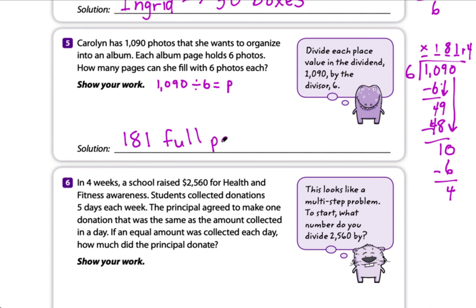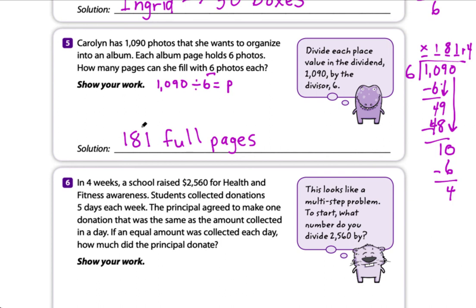F-U-L-L, full pages. There we go. So if you have this remainder 4, that means you have 4 photos left. So you can't fill a page with 4 photos. It takes 6 photos to fill a page. So that's why I couldn't say 182 full pages, because that wouldn't be true.